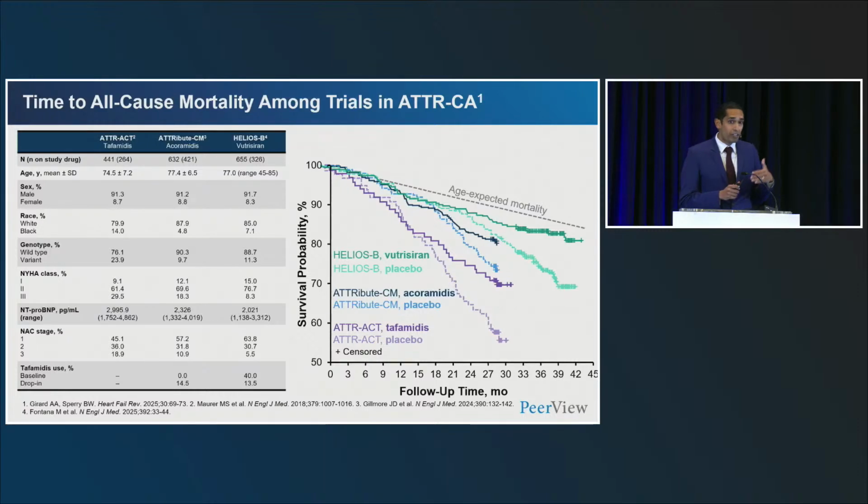And so if we compare the placebo arm, and this is the graph on the right here, the placebo arm in each of these trials, you can see that they continue to get a little bit better, so a little bit healthier over time. And actually, if you look at the vutrisiran arm in HELIOS-B, this is approaching the age expected mortality, which is wild. And so we're getting to a point where we're really making a large impact on the disease process itself.